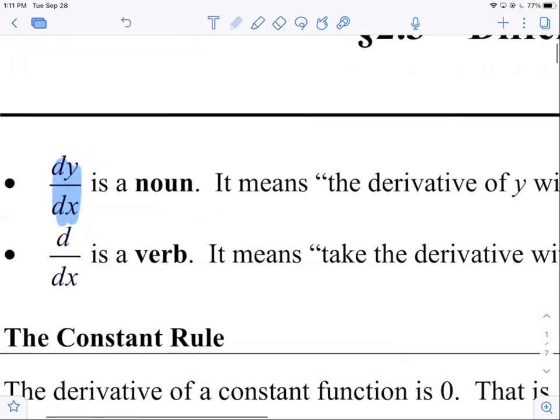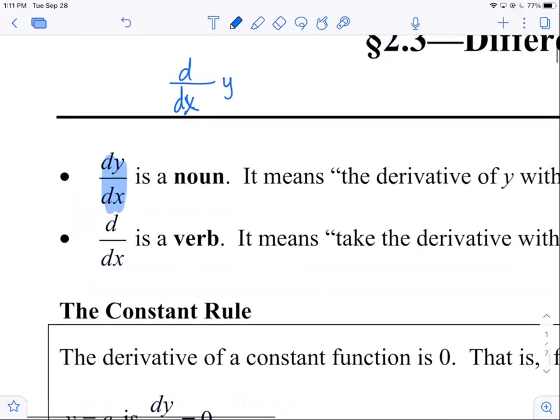d/dx, okay? You could think of the y as being movable. You can actually take the y out of the numerator and put it out front. When you write it like that, it becomes d/dx of y, and that's a verb. That is kind of like an instruction: hey, take the derivative with respect to x of what follows. All right? So dy/dx is a noun, and d/dx is a verb.